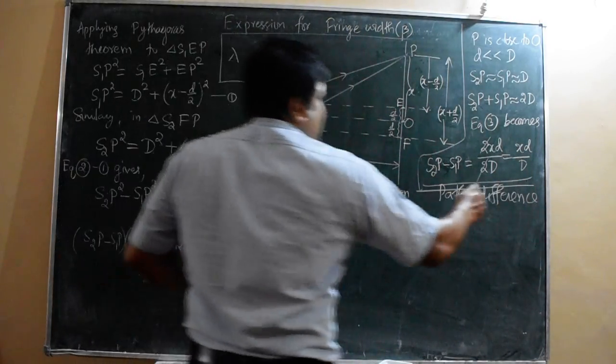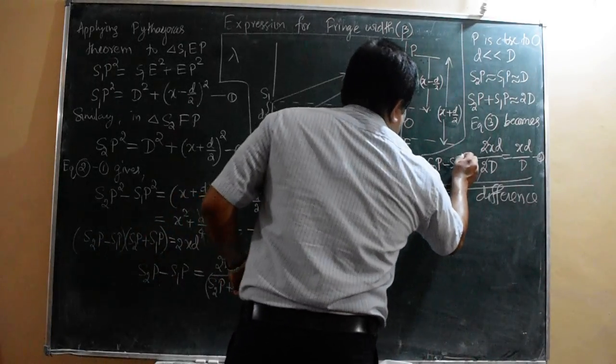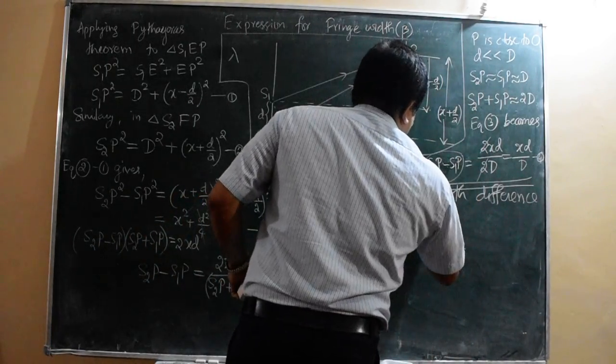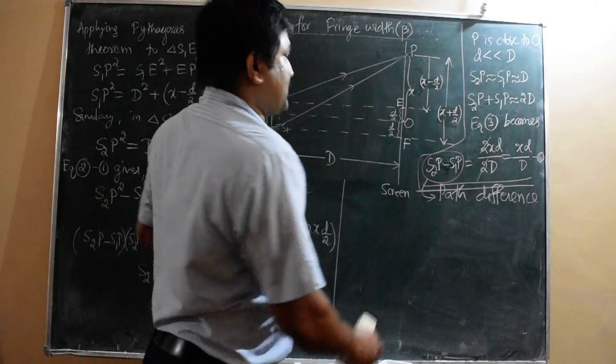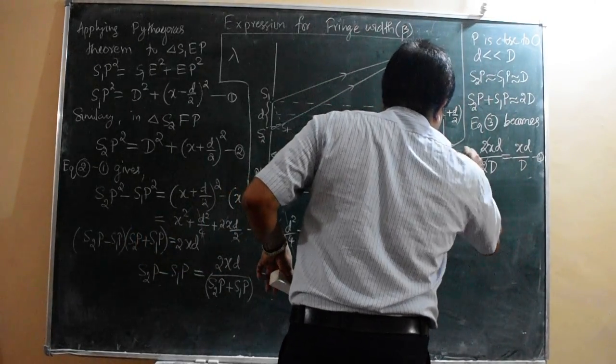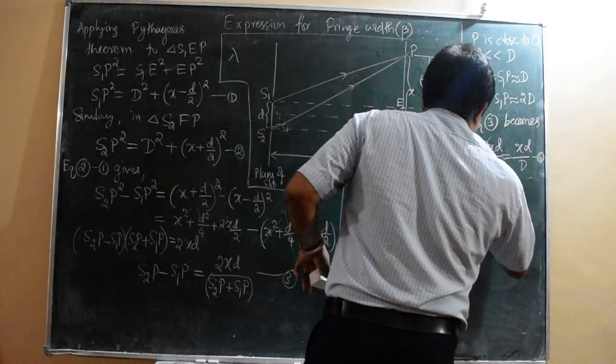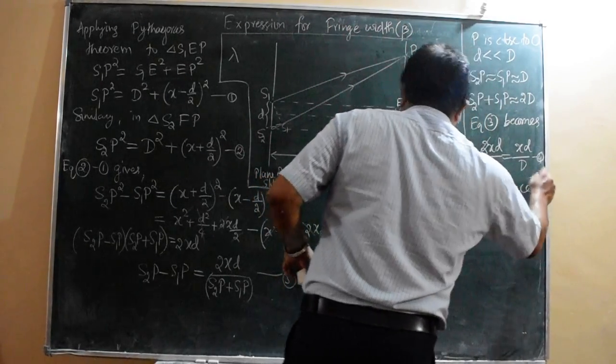So that equation number 4 I will take. This is the path difference. LHS is there, and this term is the path difference between the light traveling from the two slits.